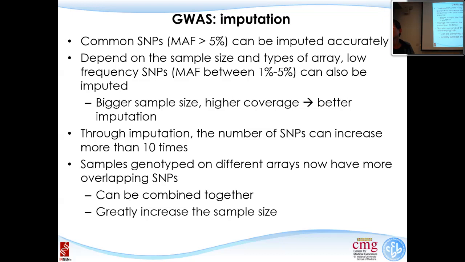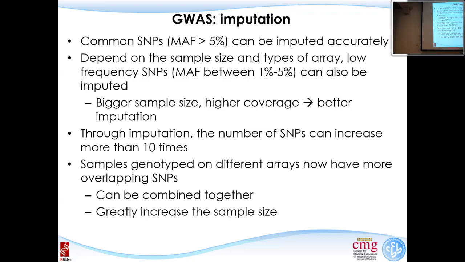It's not because the software program doesn't work. It's just because in the reference panel you don't see many people carrying the minor alleles. That means the reference panel is not good. So the basic principle is, if you have a bigger sample, you have better imputation, and if you have higher coverage, you have better imputation.